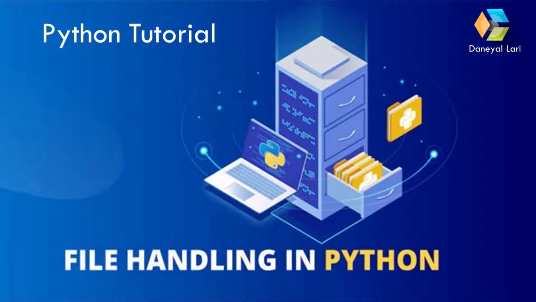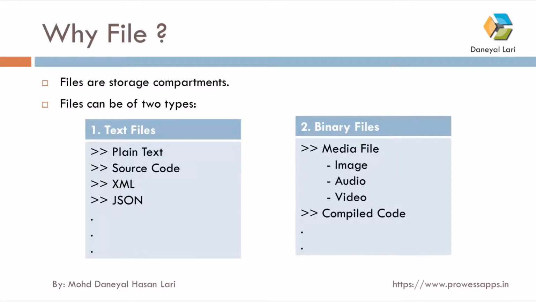When you work on an actual project, you will find that you are working on a file and performing some operations like reading and writing through your application onto the file. So what is a file and why is it required? A file is actually a storage compartment where you store values, and in an application you can read the data from the file to perform some operation, and if your application produces some output, then you can write that data onto the file to save your record, to save your result.